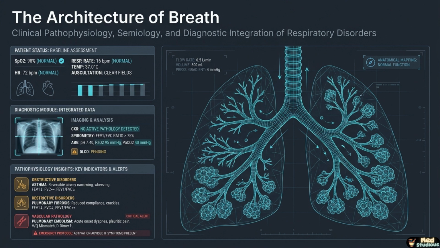Picture a patient at baseline. Oxygen saturation, 98%. Respiratory rate, 16 breaths per minute. Heart rate, 72. Every number sitting comfortably inside normal range. Auscultation clear, chest x-ray showing no active pathology. This is what physiological stability looks like.